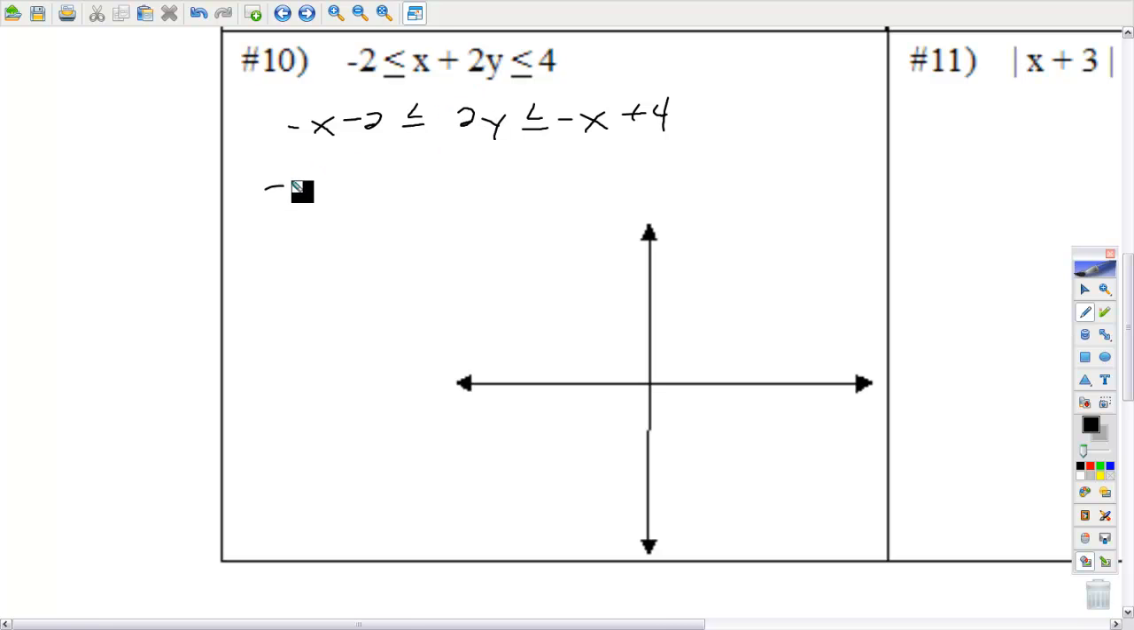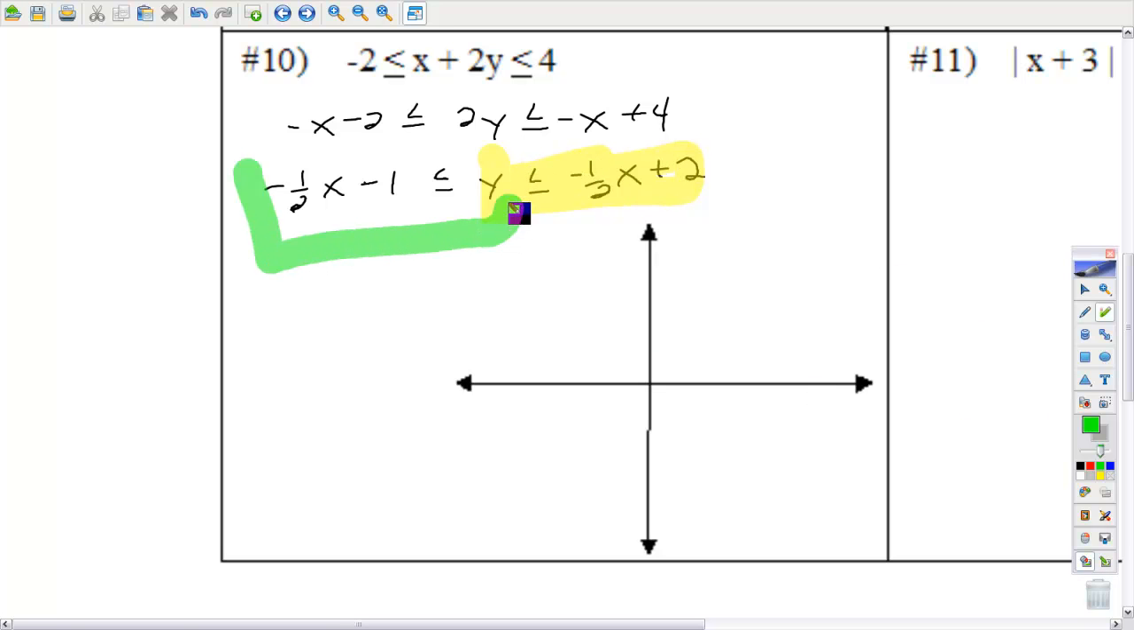Then divide each term by 2, get -1/2x minus 1 less than or equal to y less than or equal to -1/2x plus 2. And you graph each of these separately. Each of these meaning you got this one here, and you have this one here.